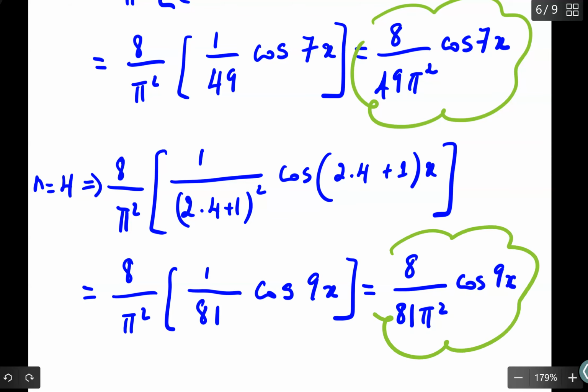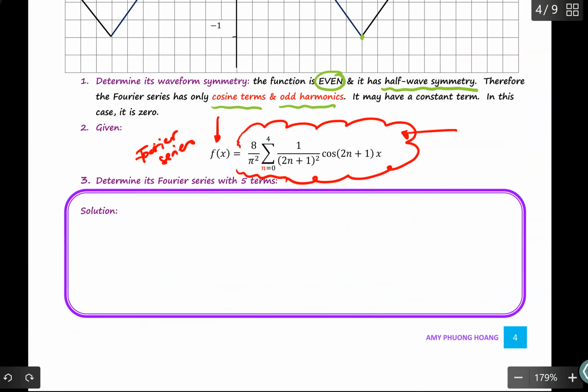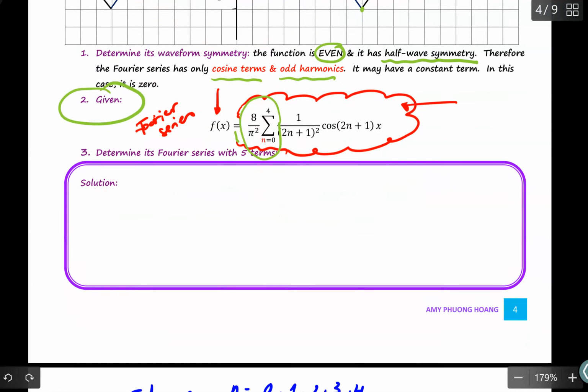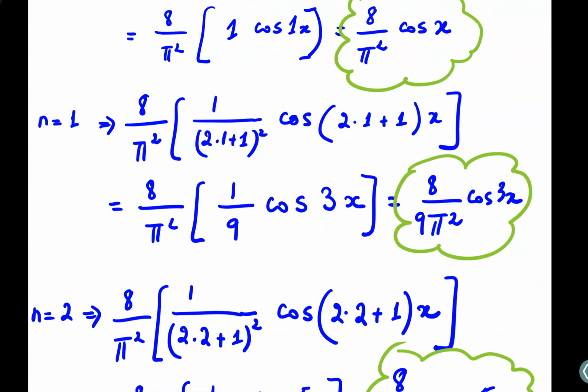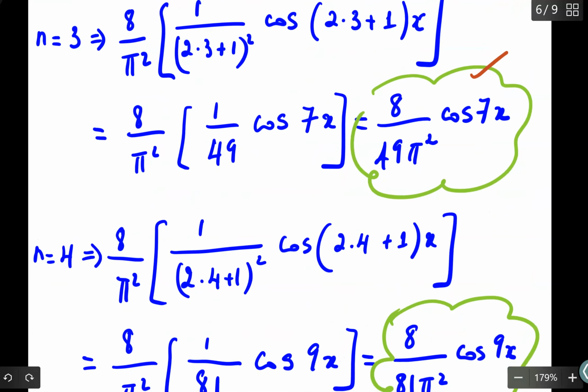Alright, so let's go back and recap what we just did. This Fourier series is already given to us, and they give it in the summation term, and n from 0 to 4 belongs to the summation. What we have to do is identify n as 0, 1, 2, 3, 4, and substitute into this equation and expand them, and we have all of these terms.